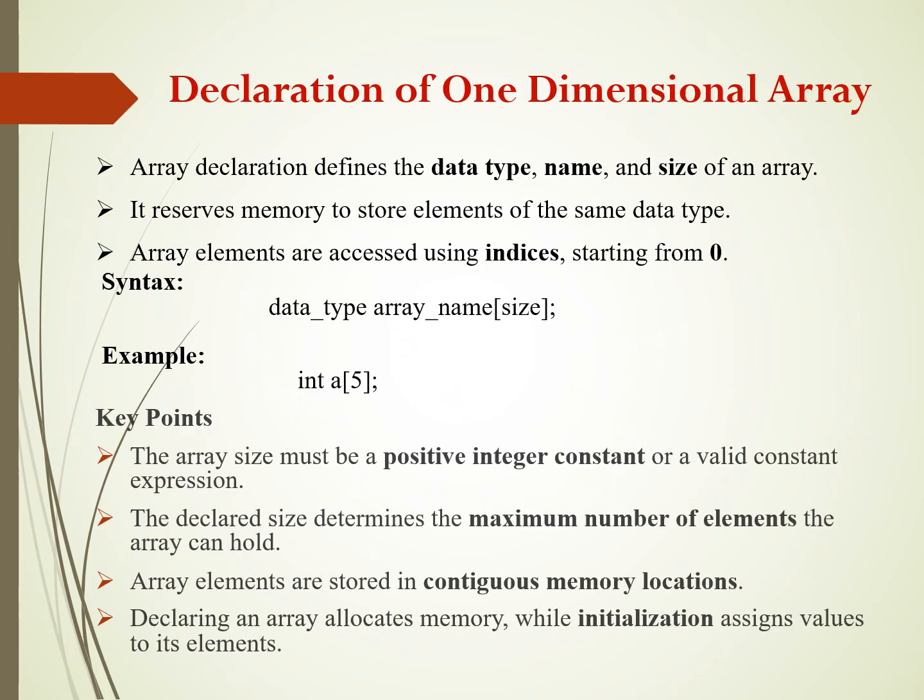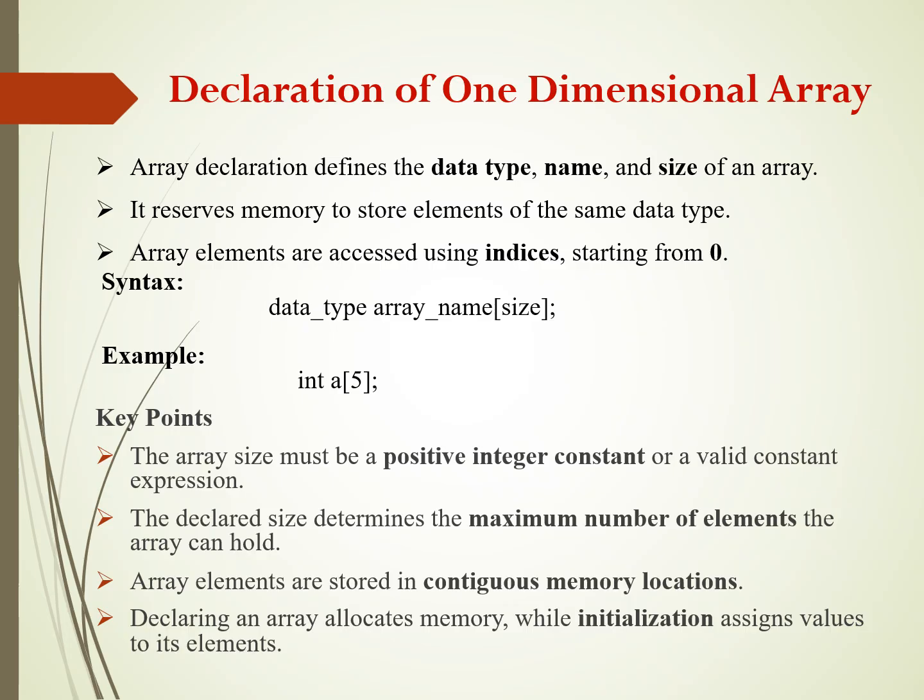Now we learn how we declare the array. Array declaration is the process of defining the data type, name and size of an array. When we declare an array, the compiler reserves memory to store multiple elements of the same type. However, declaration only creates the array. It does not assign values to the elements. As we already know, array elements are accessed using indexes. Indexing always starts from 0. This means that the first element is stored at index 0, the second at index 1, and so on.